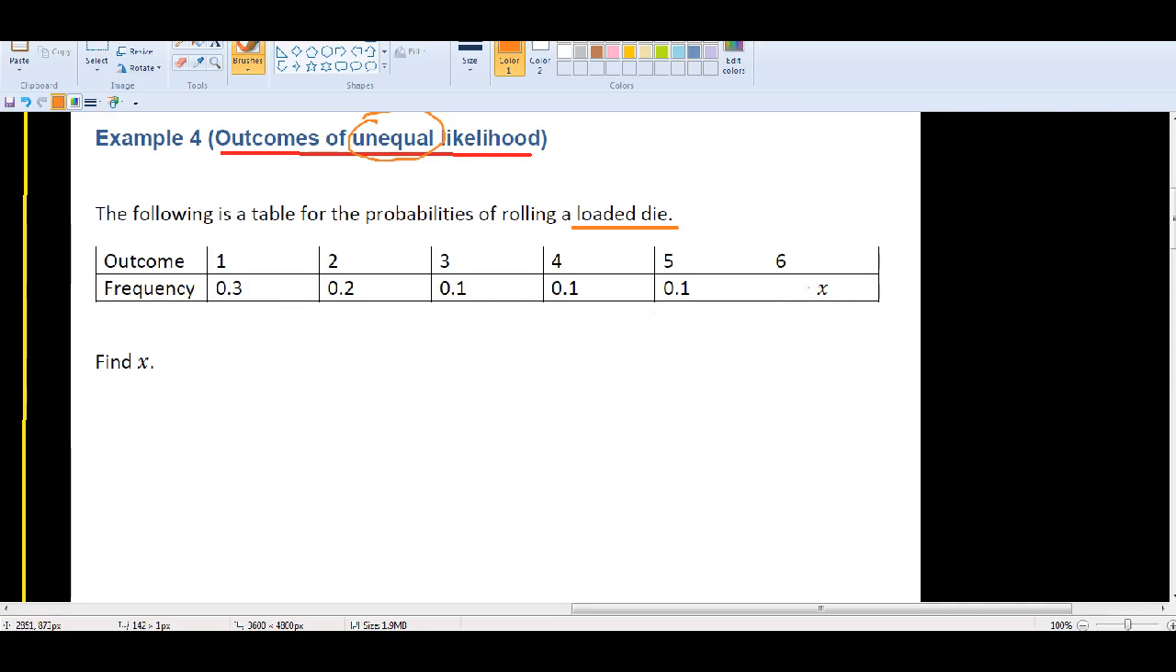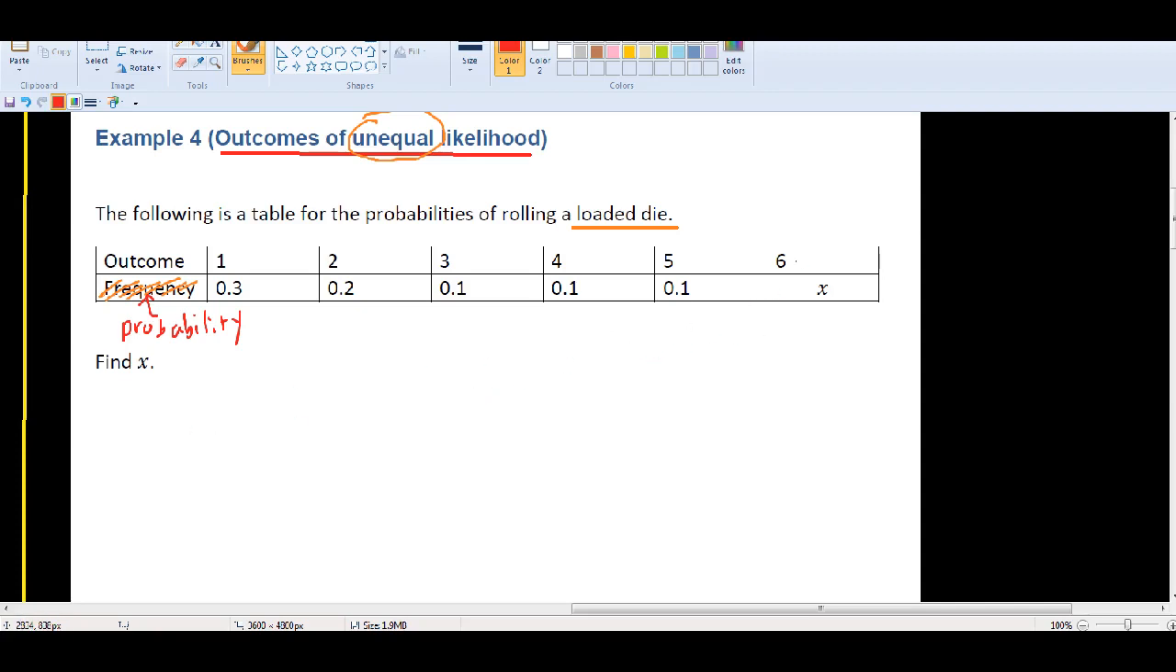Oh sorry, it's not frequency. I need to change that. I will change that in my handout. So this is probability. Sorry for the confusion, it should be probability. So the probability is different, and you need to find x.